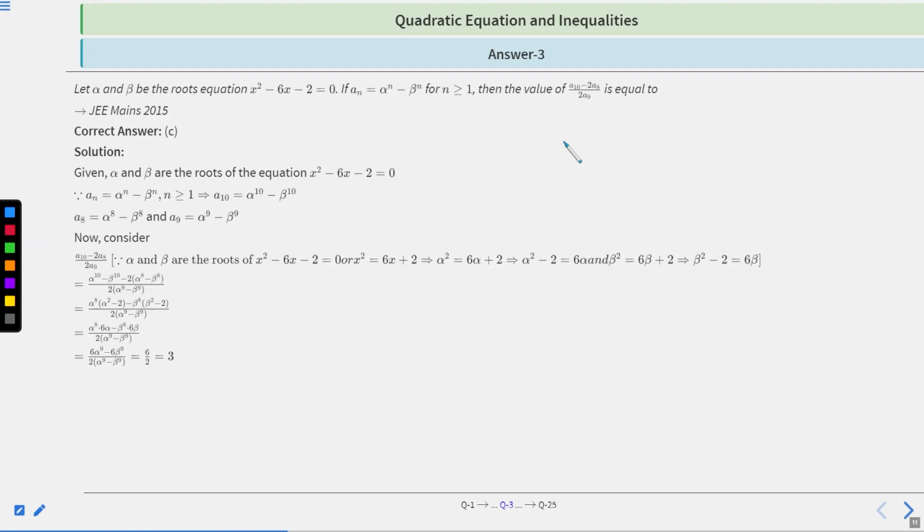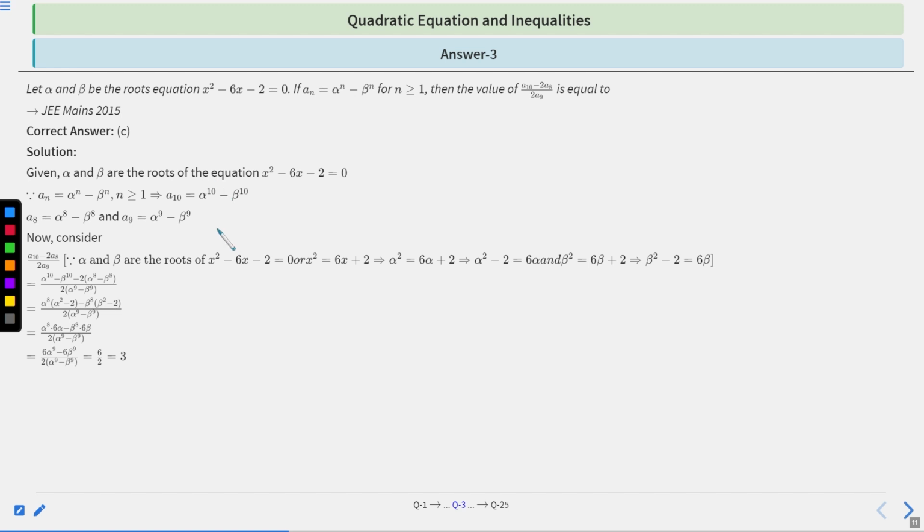Okay, let's come to the solution part. We are given an equation having roots alpha and beta, and an is basically alpha to the power n minus beta to the power n for n greater than equal to 1. Now if we have to find a10, then it will be alpha to the power 10 minus beta to the power 10, and a8 will be alpha to the power 8 minus beta to the power 8, and similarly a9 is alpha to the power 9 minus beta to the power 9. Now we have to calculate the value of this expression, right?